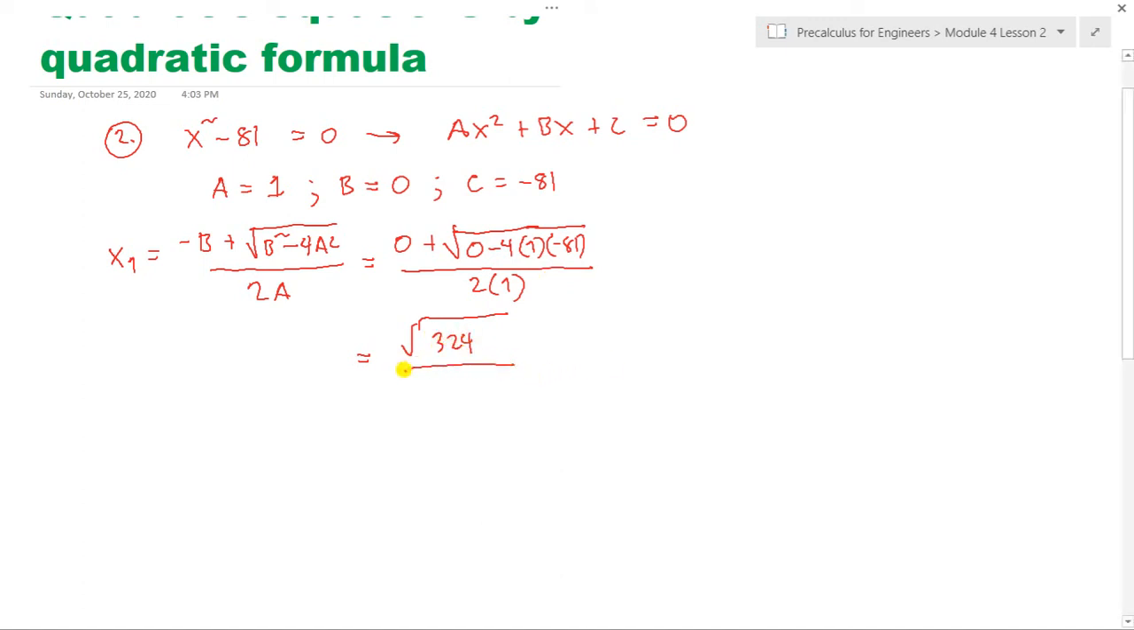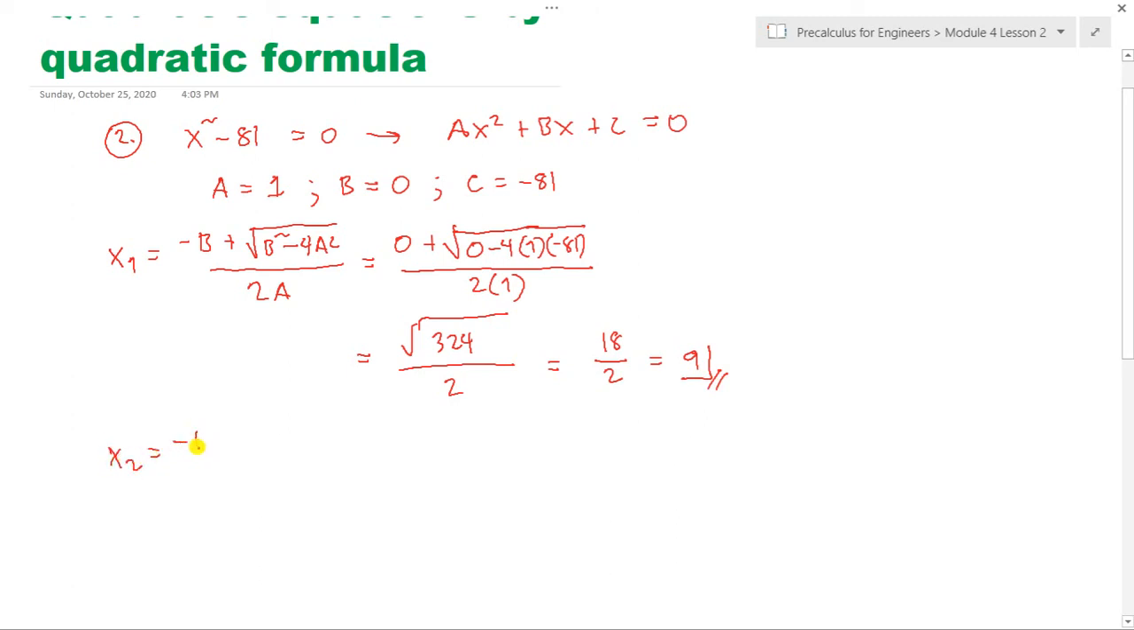So we have here square root of 324 all over 2. If you have a calculator, the square root of 324 is equal to 18. So we have here 18 over 2, that is equal to 9. So therefore our first root or solution is 9. How about our second root?